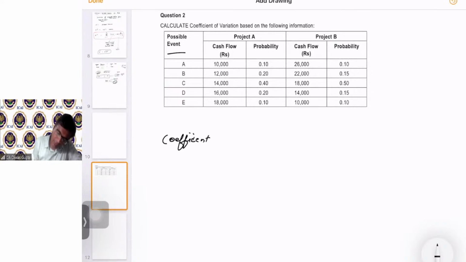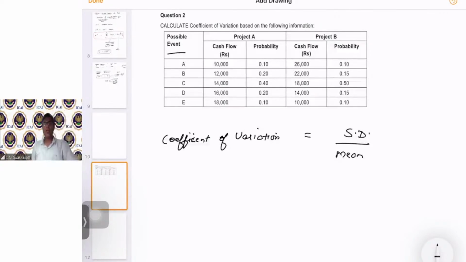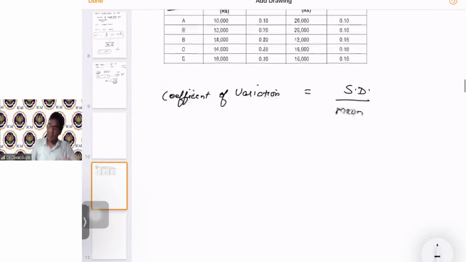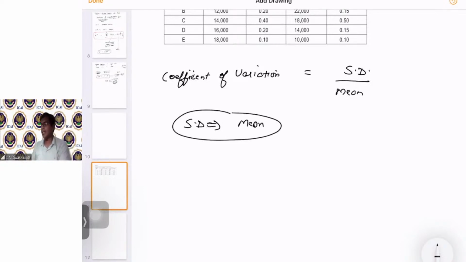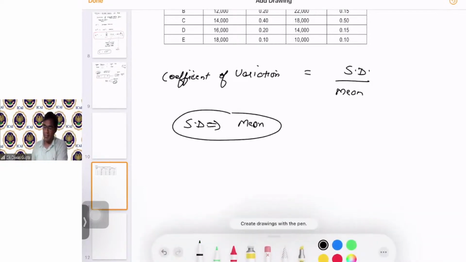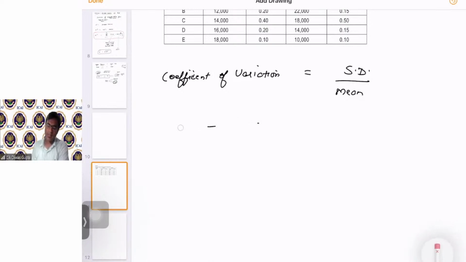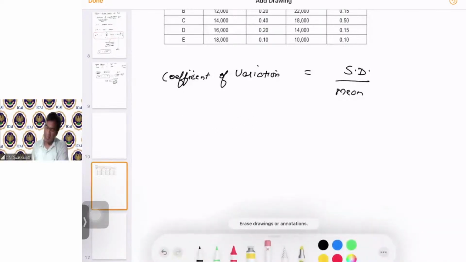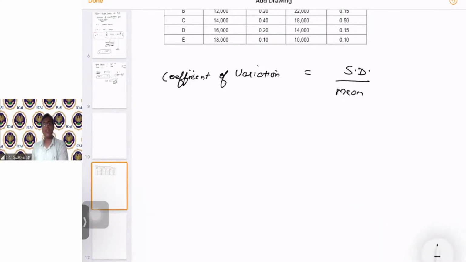coefficient of variation, we need to know standard deviation divided by mean, correct? We need to calculate standard deviation and mean. For calculating standard deviation, anyways we need mean, correct? So hence, let's first calculate the mean. Then let's calculate the standard deviation. Then let's calculate the coefficient of variation. Okay.